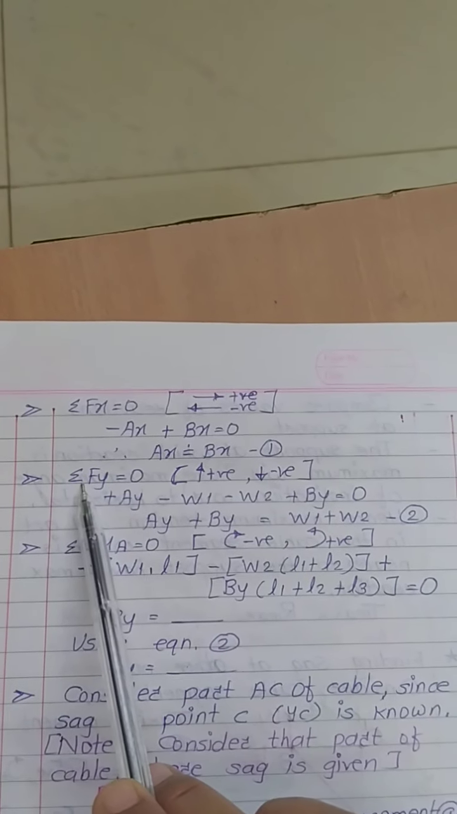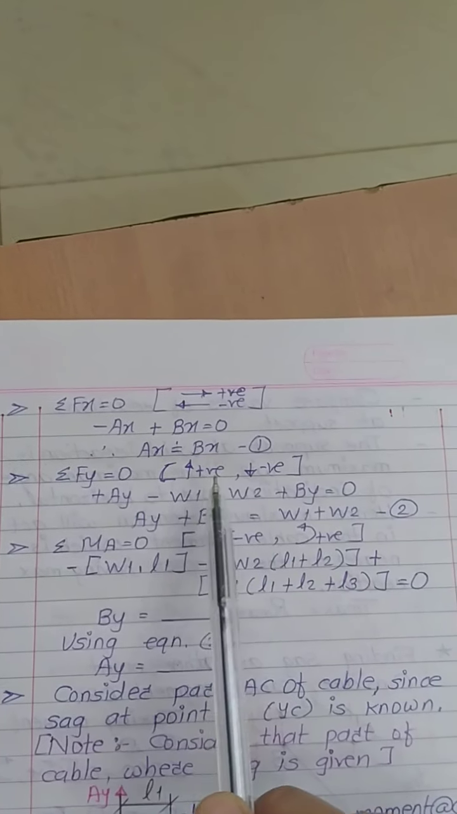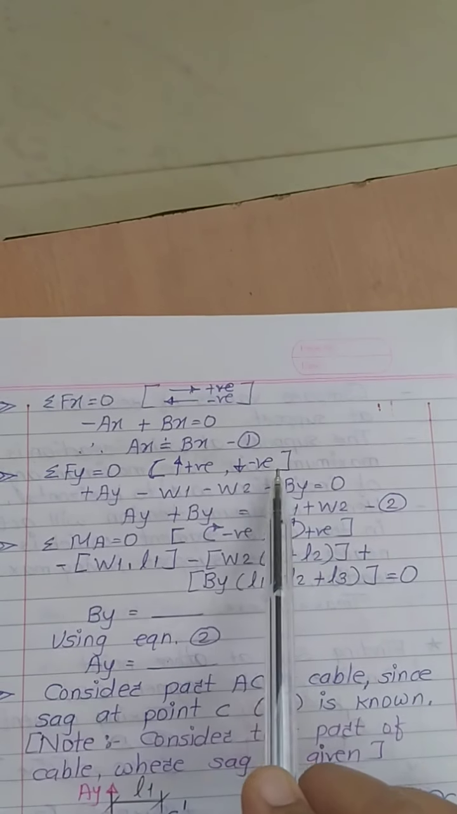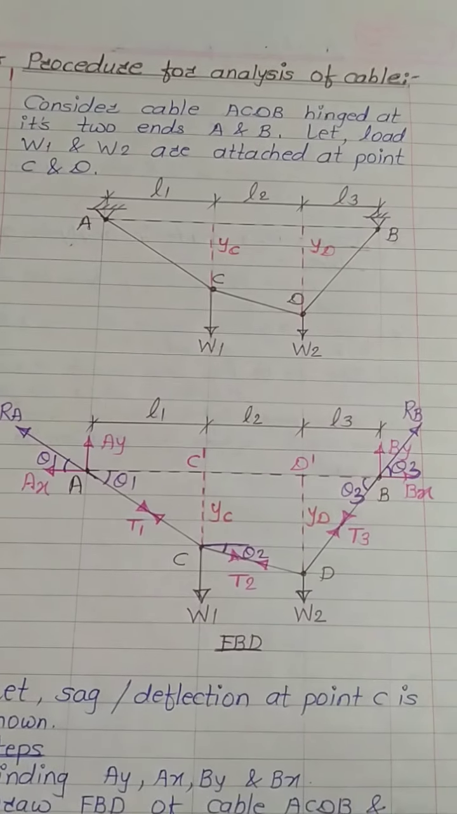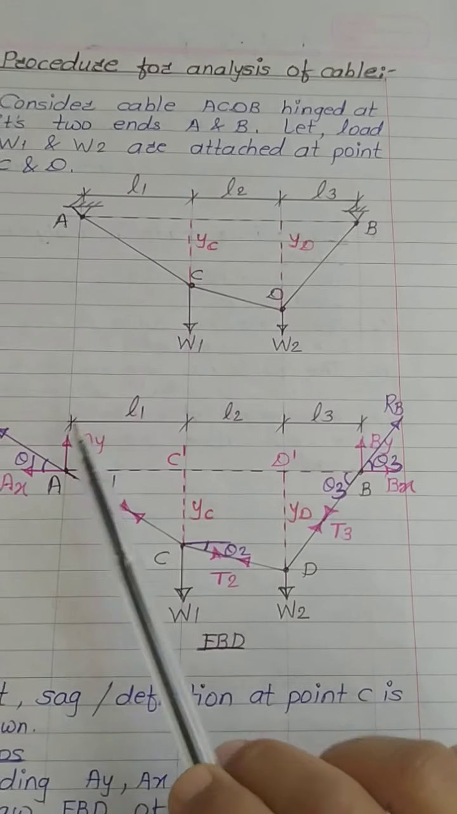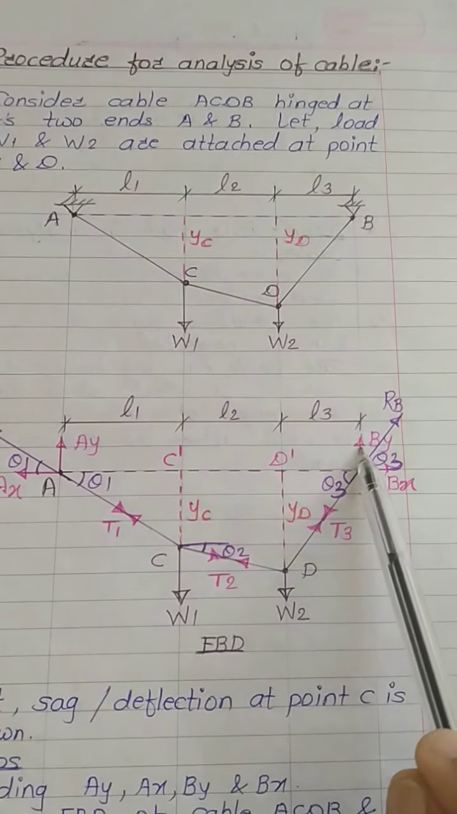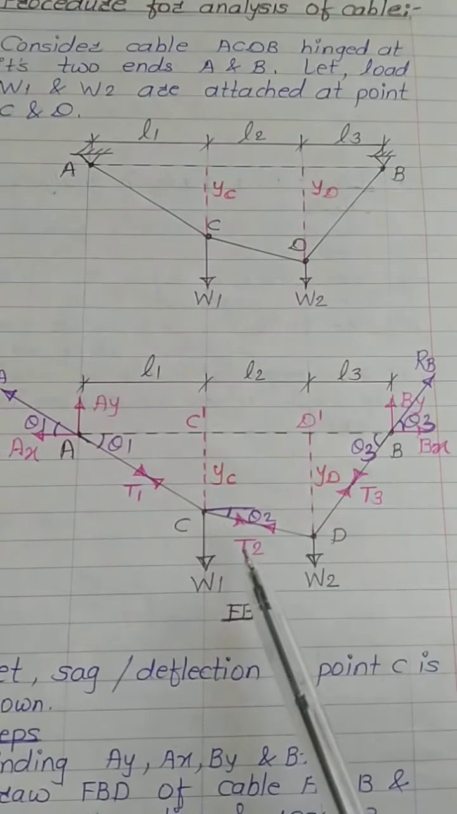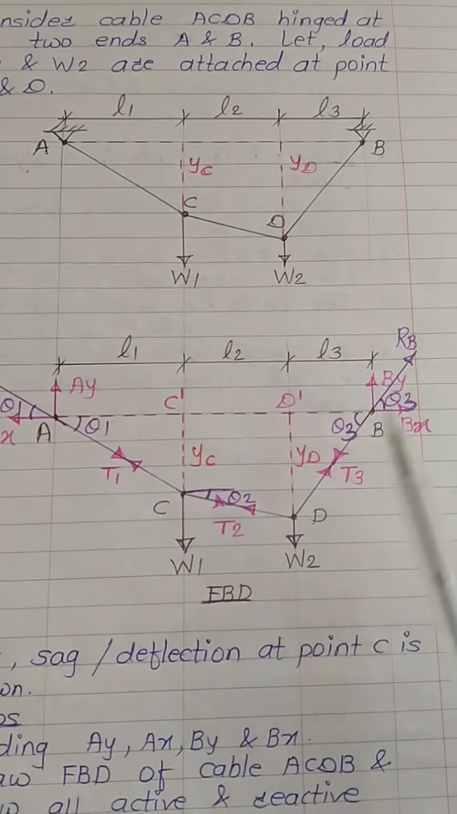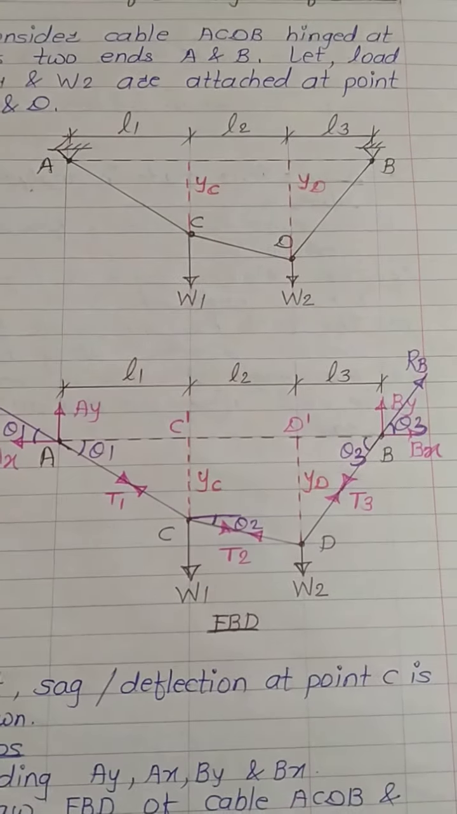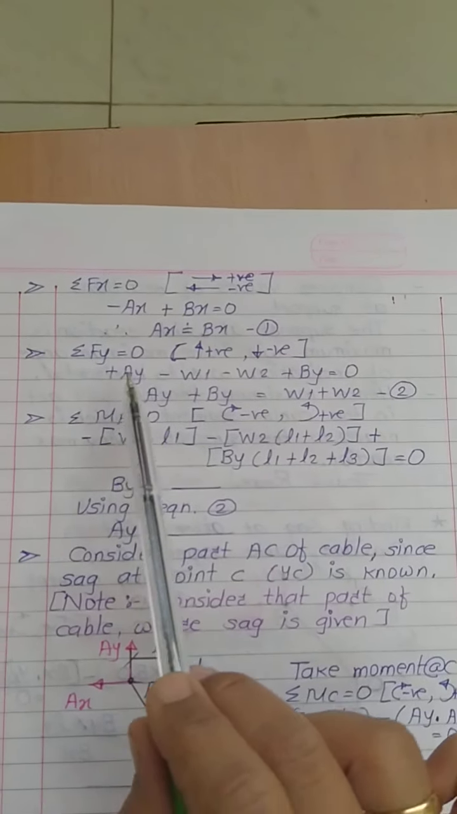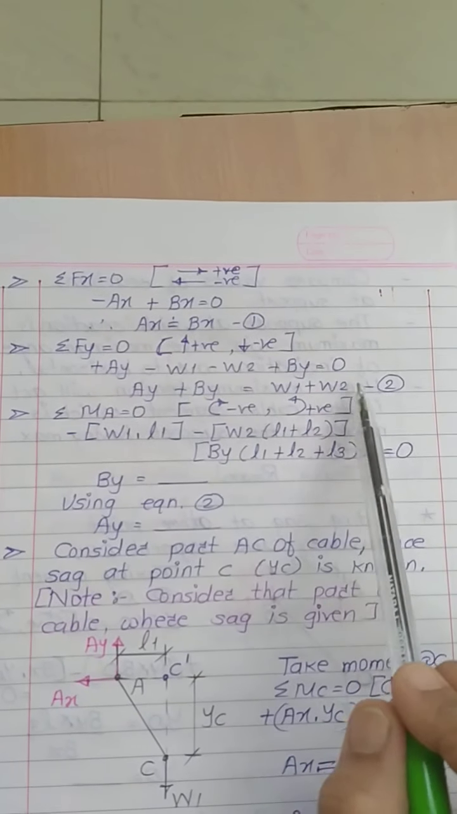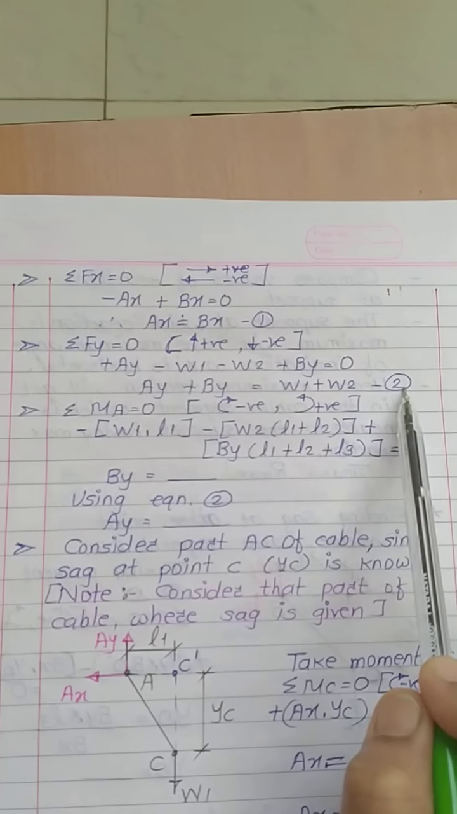Now I will apply the second equilibrium condition, summation Fy equals 0. For this I am going to consider vertically upward forces positive and vertically downward forces negative. Now if you observe this free body diagram, the vertical forces are AY, W1, W2 and BY. According to my sign convention, this will become plus AY minus W1 minus W2 plus BY equals 0. I have written the same equation over here. Now AY plus BY equals W1 plus W2. This is my second equilibrium condition.